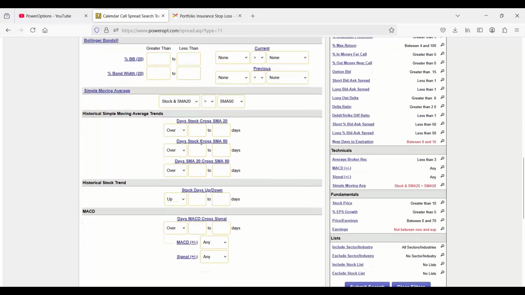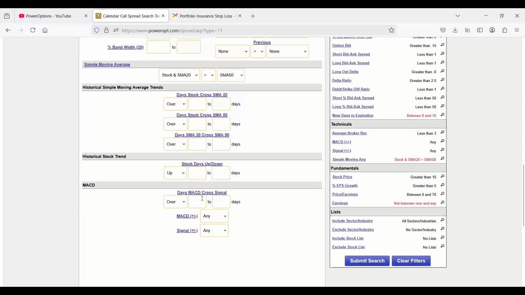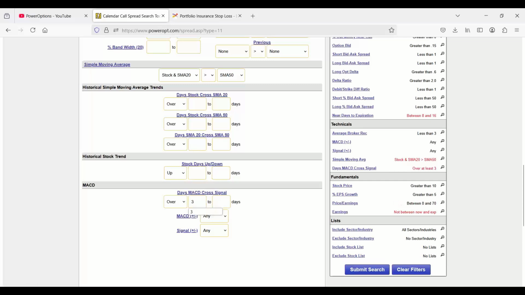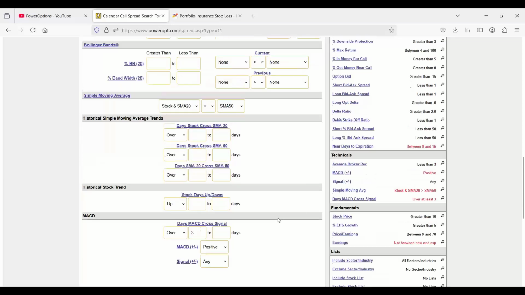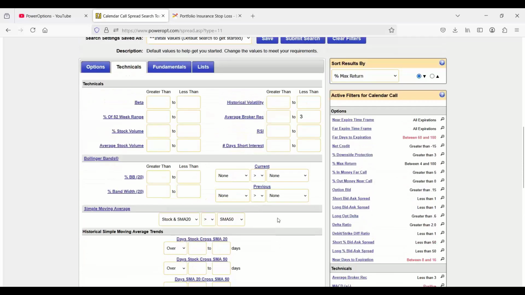Okay, and I'm going to look for stocks. This is bullish. I'm going to look for stocks that have had a MACD cross for at least 3 days. They've had a positive MACD crossover for at least 3 days, and I want the MACD line itself to be positive. I'm not too concerned if the signal line is negative. If you need me to explain that a little bit more, there are other help videos and discussions on that as well. So just some basic technicals. You can use the RSI if you want as well.